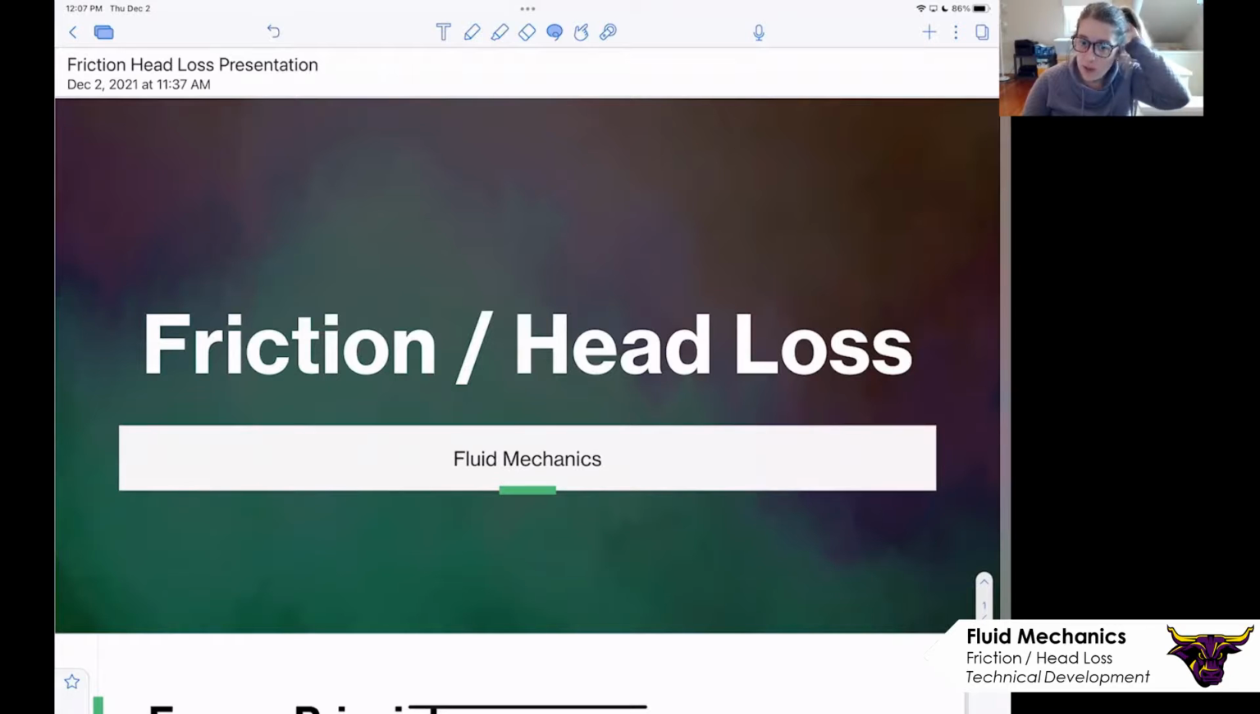We are going to learn about friction and head loss. This is in a PowerPoint / Notability format so that we can look at some figures and tables that you'll need, write some equations, that sort of thing. So that's why this is looking a little different than what you're normally used to. But let's jump right in.